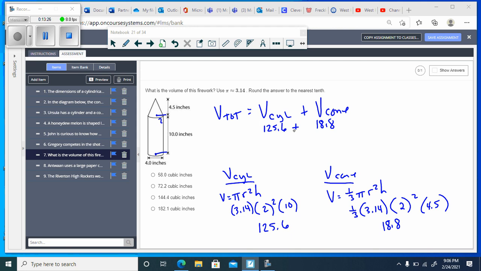So if we add these two together, 125.6 plus 18.8, we come away with 144.4. And that would be cubic inches, okay? There's your answer.